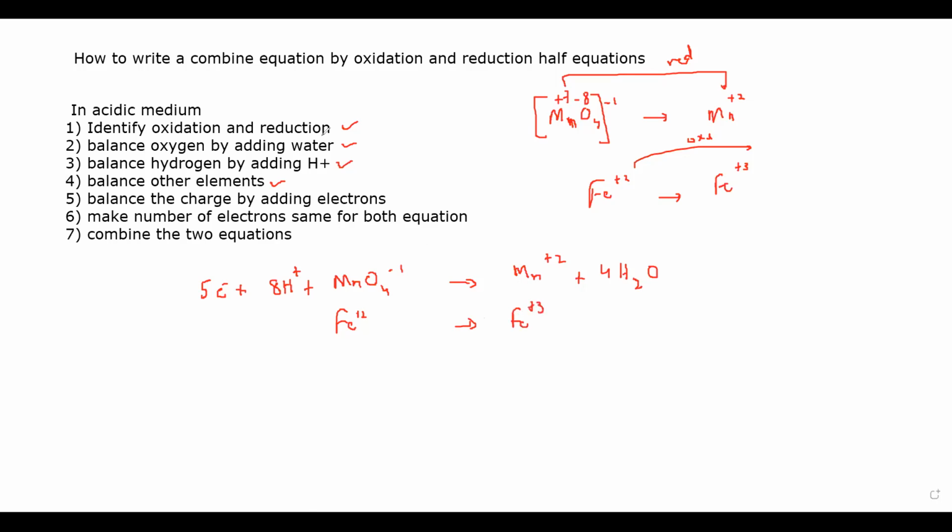It does not have oxygen, so we don't have to add water. It does not have hydrogen, so we don't have to add protons, and it does not have any other elements. Iron is already balanced. Now to balance the charge, we add an electron. Here the charge is +2 and here the charge is +3. So we always add the electron to the side where the charge is bigger. So +3 -1 will give +2.